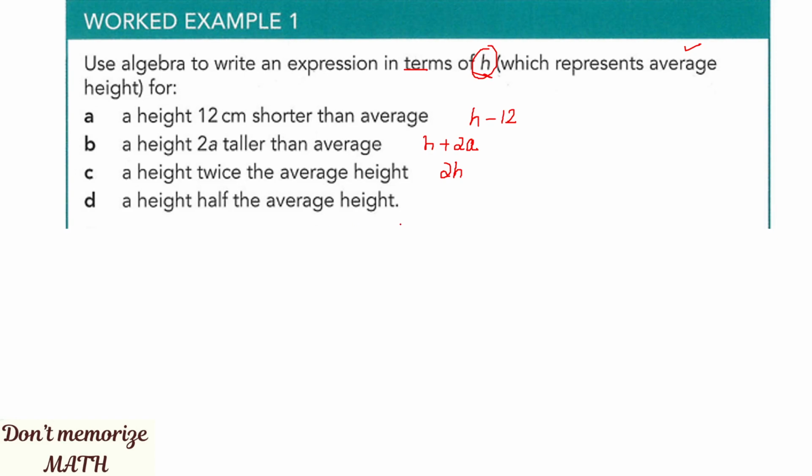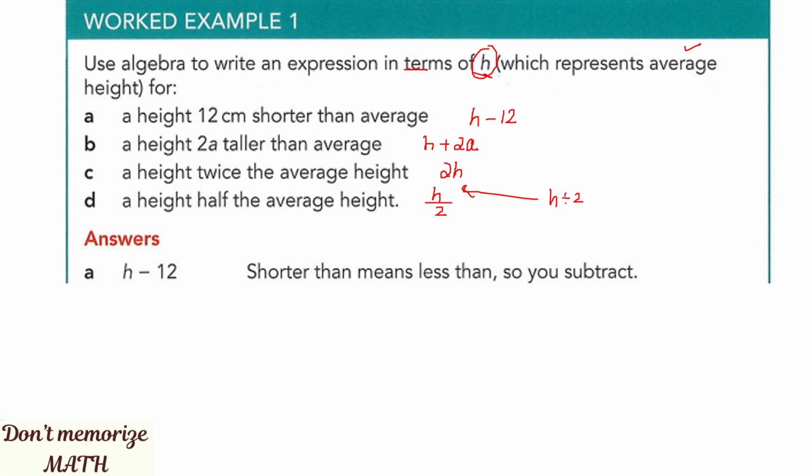A height half the average height. So that is the same as h over 2. Half of the average height h, you can write as h divided by 2, it is half, or you can write h over 2, both are the same.